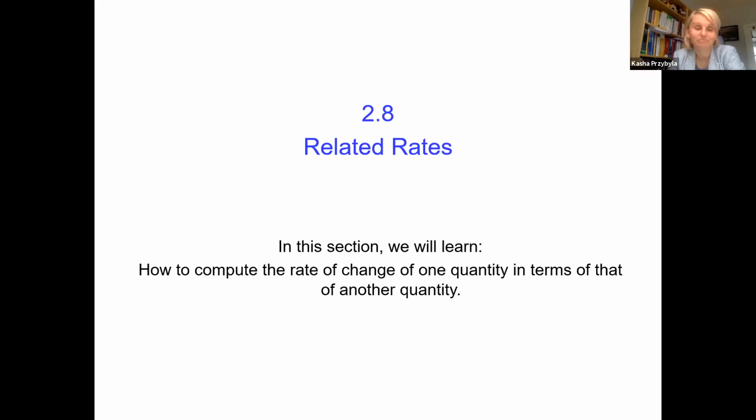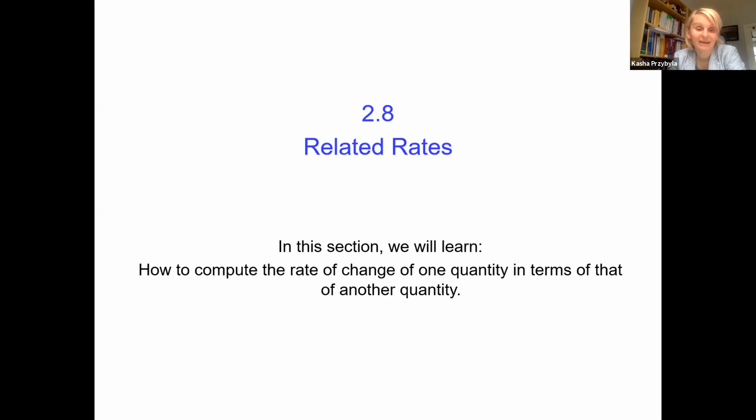Related rates. What do you think we will talk about? Just this topic, related rates, the title is telling you something, or are you just waiting for me to start? Yes, it will be word problems. Exactly. Of course, we will involve derivatives, but simply, I can say, it's just word problems.